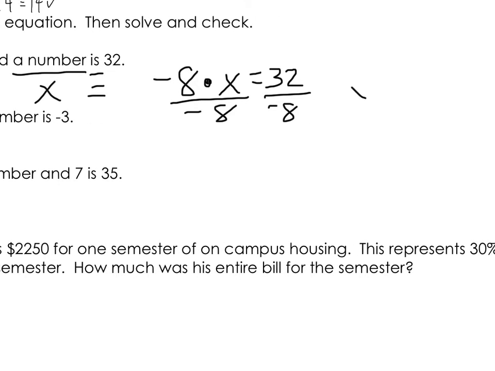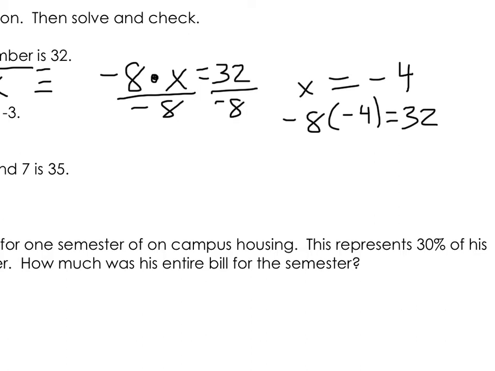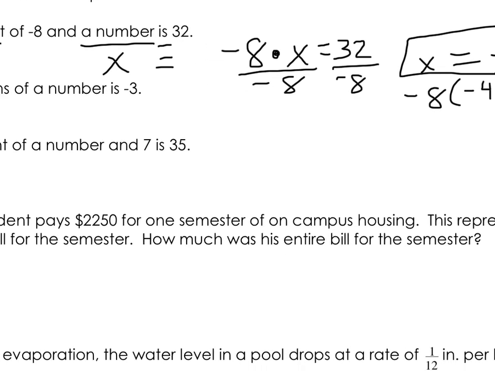That will give us x equals -4. We need to check our solution, so we rewrite our original equation: -8 times x, instead of x, we substitute -4. Does that equal positive 32? Yes, it does. -8 times -4 is a positive 32. It checks, and so our solution of x equals -4 is a valid solution.